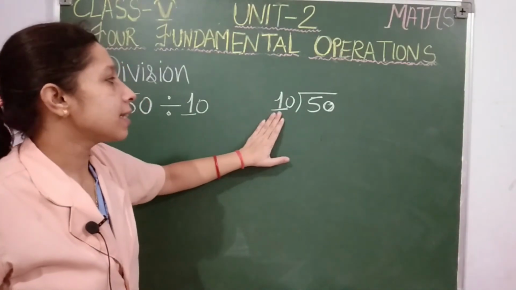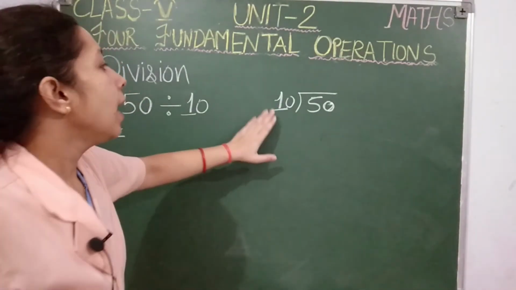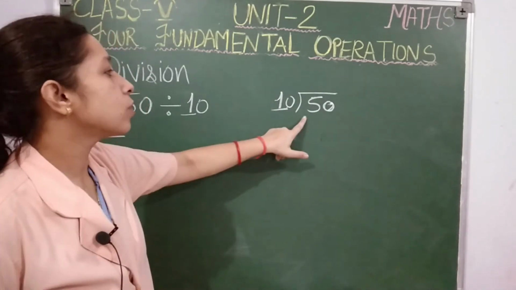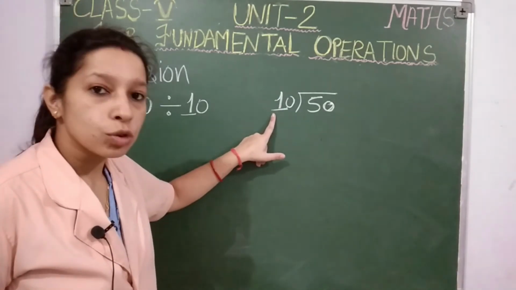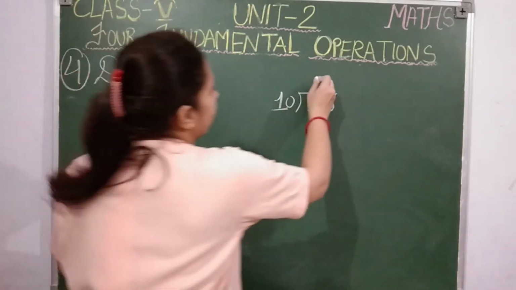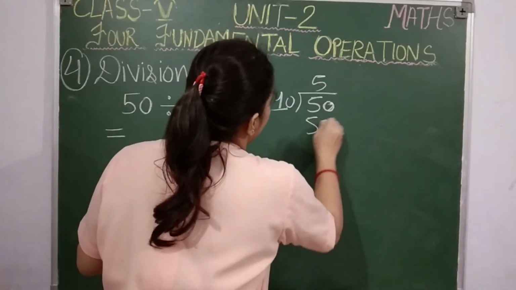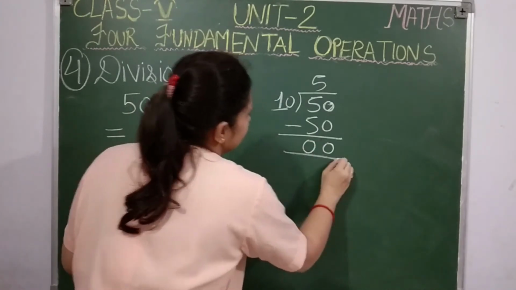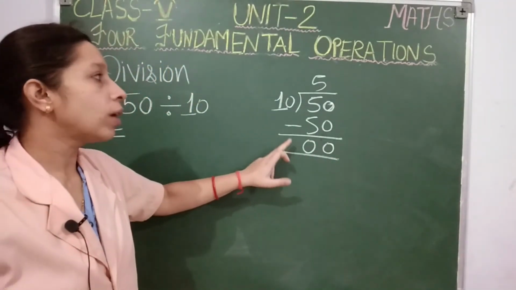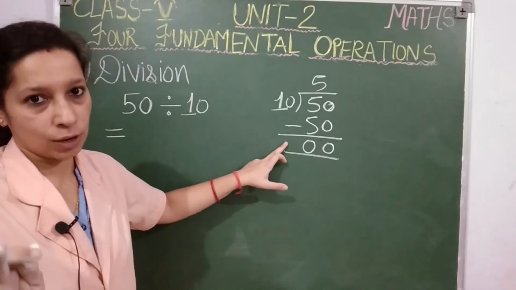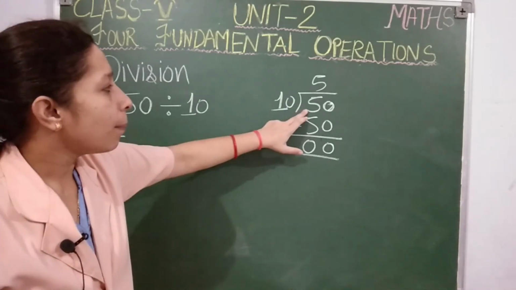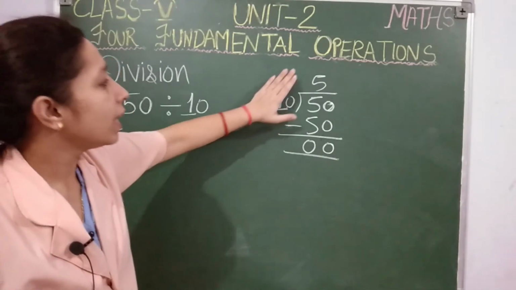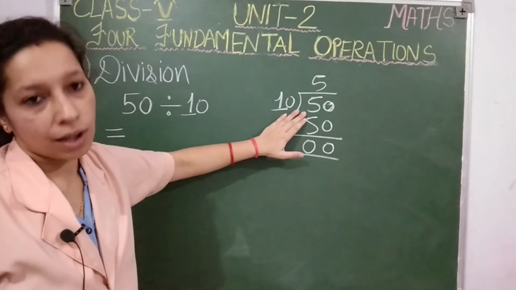Here 50 is divided by 10. Now you should know the table of 10. How many times is 50 divisible by 10? So students, 10 fives are 50. So I will write here 10 fives are 50. I will get 5 minus 5 is 0. Sorry, 0 minus 0 is 0, 5 minus 5 is 0. So what is the number left students? Nothing. 0. So that means in one packet we can keep 10 pens. We need 5 such packets to store 50 pens.